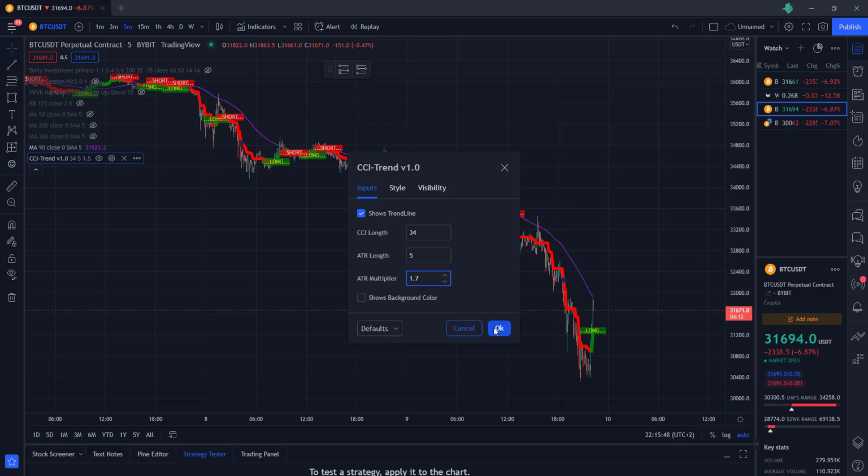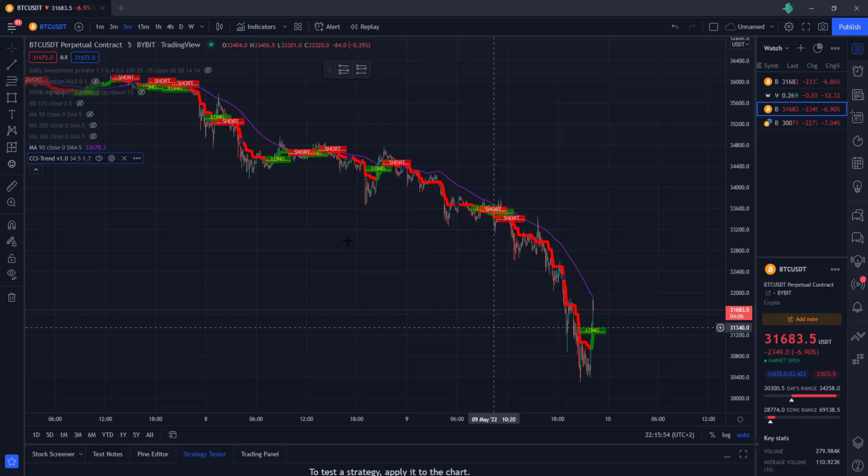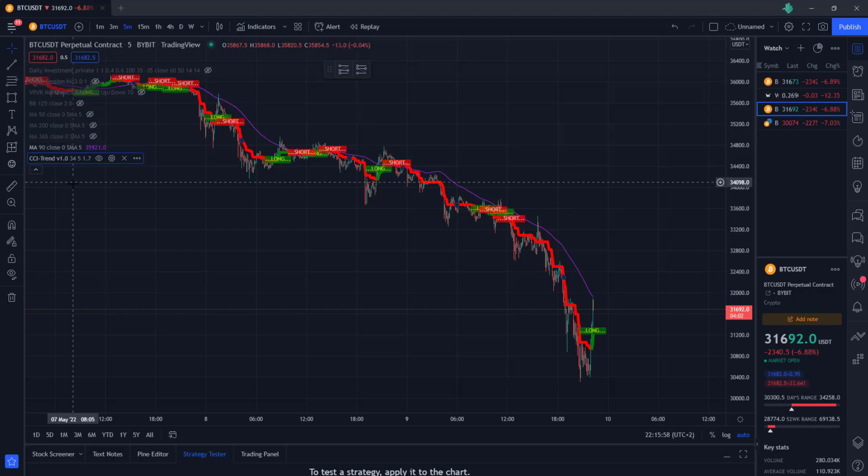So first things first, check it one more time. CCI length 34, ATR 5 and ATR multiplier 1.7. The moving average is gonna be 90. So now you got the correct settings for the scalping strategy. Now let's explain how this strategy works and how you can make some money out of this strategy. Maybe the most important thing for any strategy.